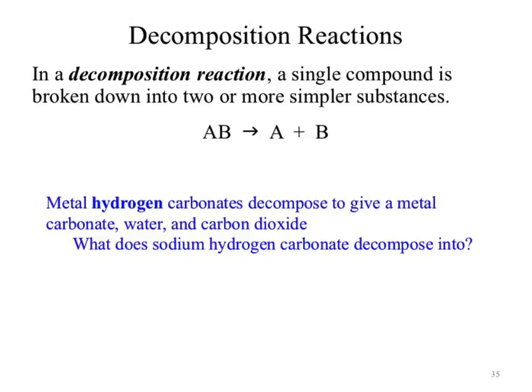Metal hydrogen carbonates decompose to give a metal carbonate, water, and carbon dioxide. So we're given the context of what they do, but what's interesting about that statement? Metal. It's metal. Generic. Any metal. So what does sodium hydrogen carbonate decompose into? So again, balanced equation, predict the products, all that fun stuff. The only reason you can predict the products here is because I'm telling you what they can make, just not explicitly.